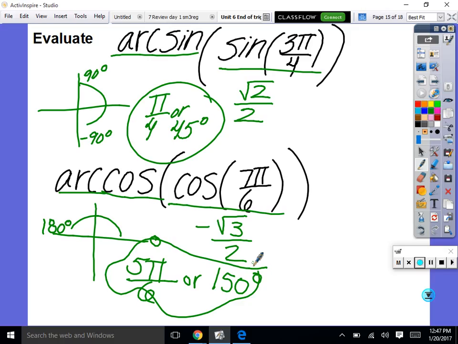Negative 30, because that 330 isn't in the domain. Does that make sense? Good question. So I just got asked a really good question. If we had this as an answer for sine inverse, would we put that angle, or the negative of that angle? We have to put the negative of that angle, because that angle is not in the domain. Does that make sense?